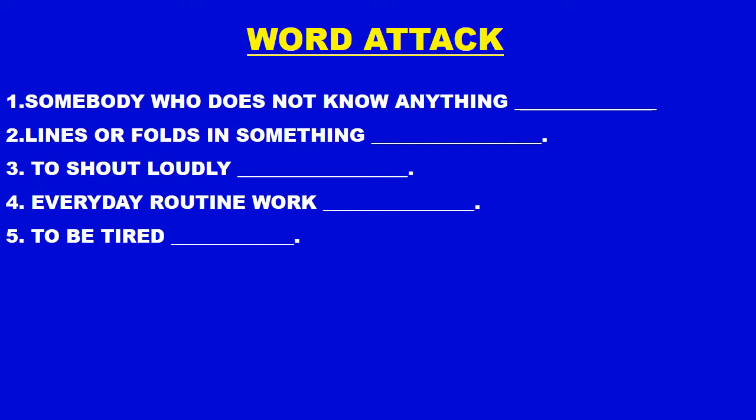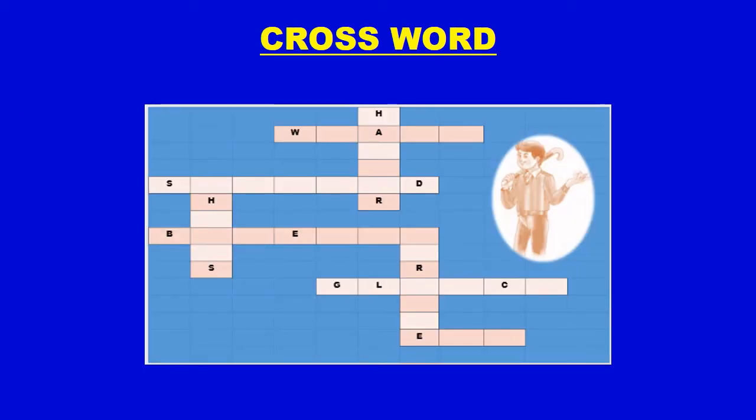So, here we go. The first is somebody who does not know anything. You have to find the word. Next one is lines or folds in something. You have to find the word which means this. To shout loudly. Next word, everyday routine work. And the last one is to be tired. To complete this, I am giving you 2 minutes time. Come on, fast.